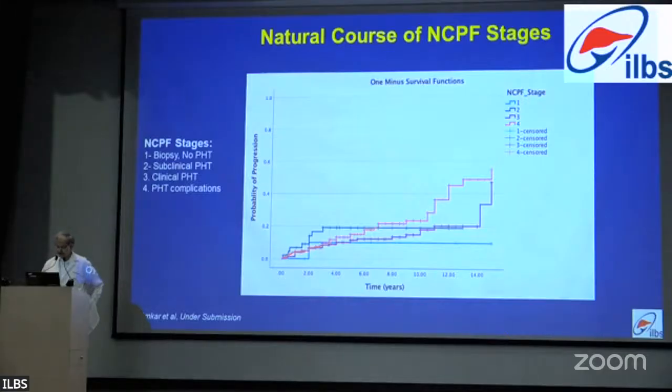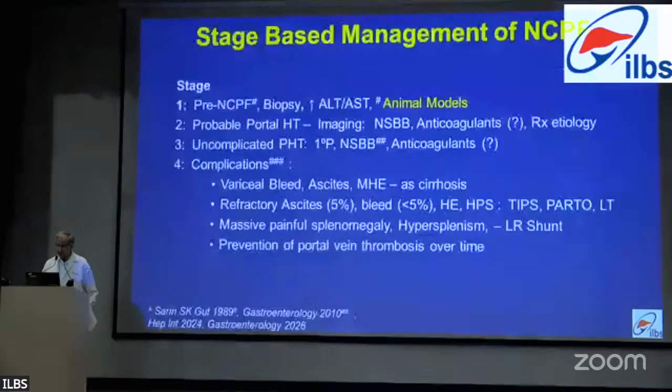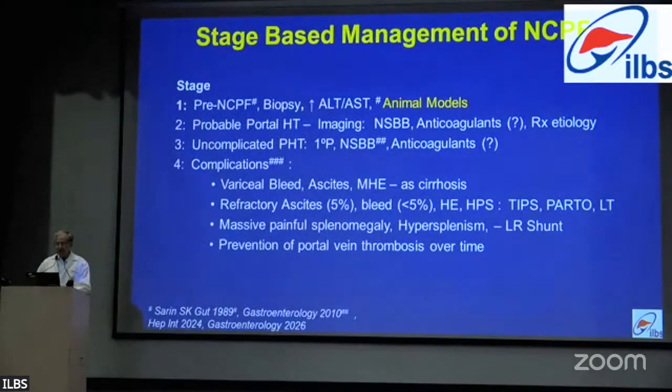So I request everyone, and this is only assumption, retrospective. Prospectively, are we correct or not? We do not know. So is there a stage-based migration? So pre-NCPF and biopsy features are there. So there is only liver biopsy, no other features. So biopsy shows any of those features which I must describe. Patient may have raised AST, ALT.